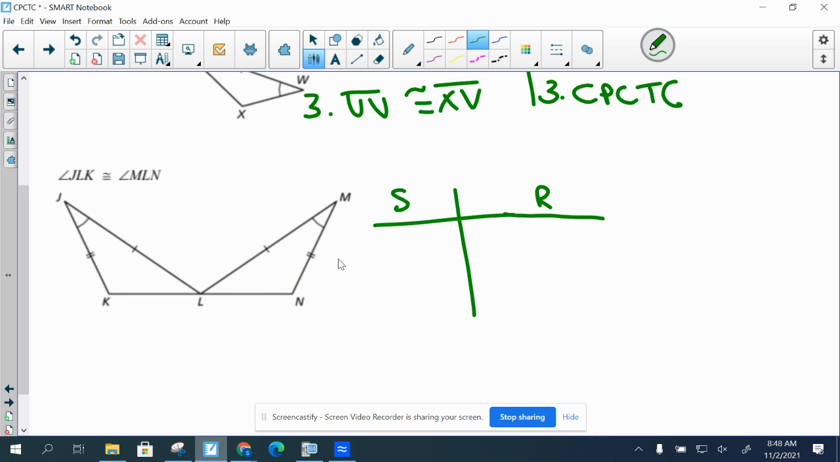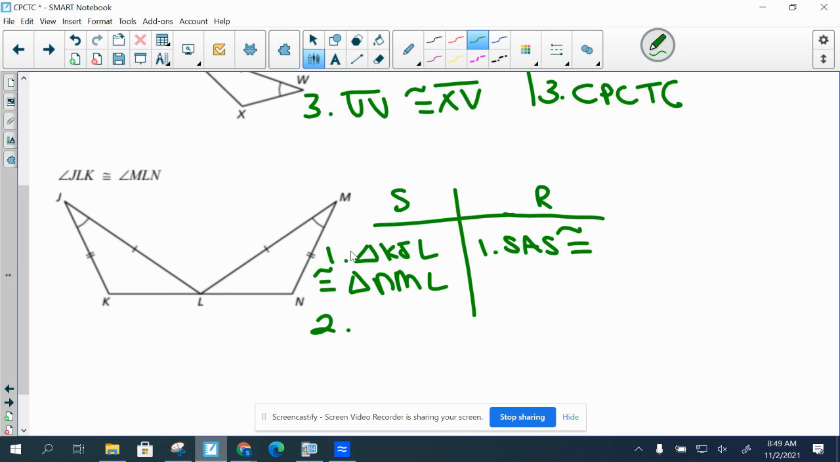And number 1. Can we say right now that the triangles are congruent? Right away, we have nothing yet. By what theorem? Yeah, side angle side. So the reason will be side angle side, because the angles J and M are in between the 2 sides. And we'll just say, how about K, J, L, and then N, M, L. So triangle KJL is congruent to triangle NML.